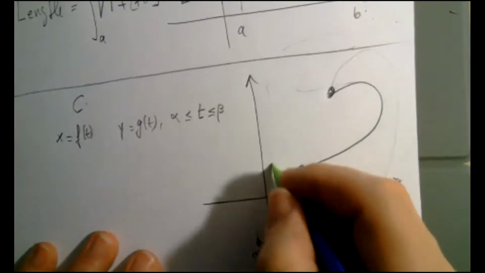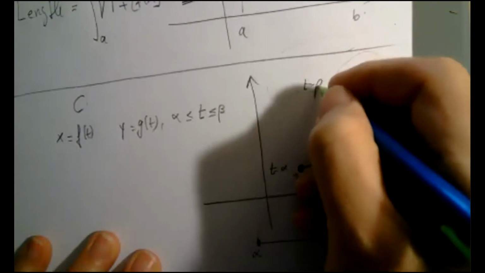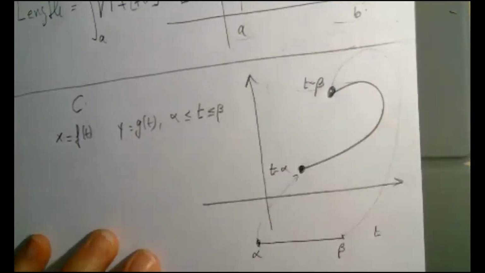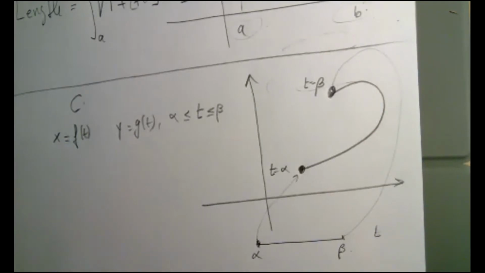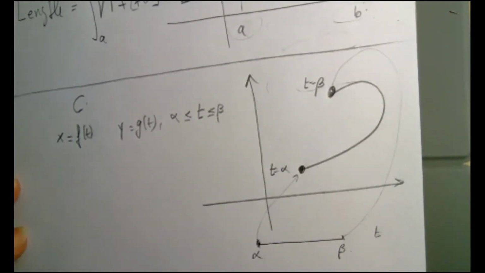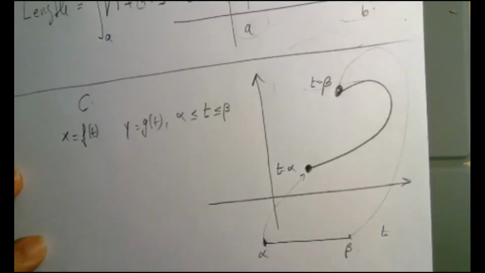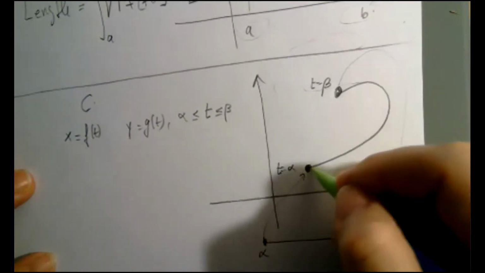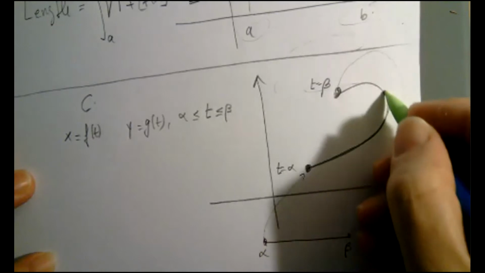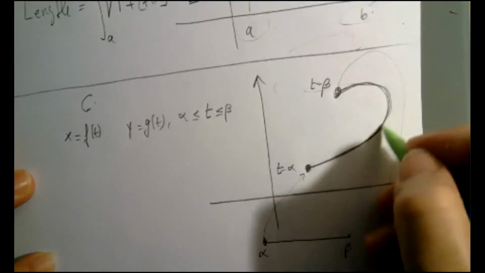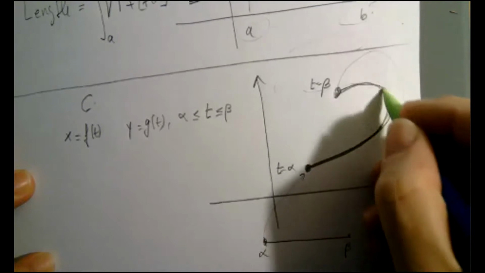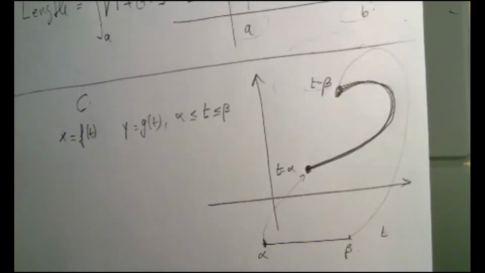So the first point corresponds to t equal alpha, and this point. The reason we use alpha and beta instead of a and b is because we used a and b for the length of the curve. So now we're using different letters of the Greek alphabet to determine the domain, alpha to beta. And the question now is, what is the length of this curve? It means this curve right here: if you take it and stretch it, how much is it going to measure? That's really what the length of the curve is.